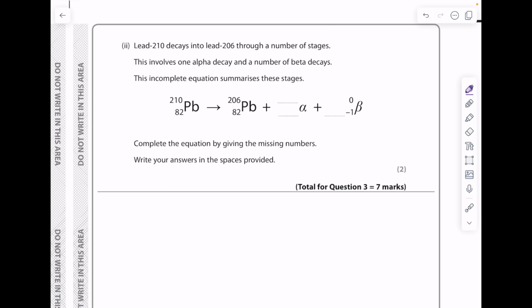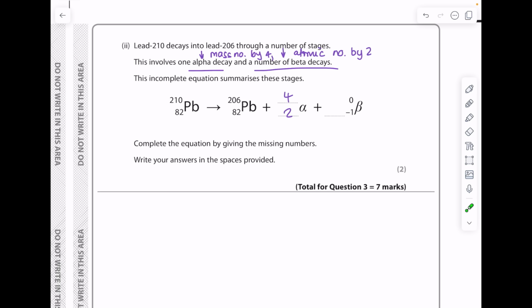Lead-210 decays into lead-206 through a number of stages. This involves 1 alpha decay and a number of beta decays. This incomplete equation summarizes these stages. Complete the equation by giving the missing numbers, write your answers in the spaces provided. With 1 alpha decay, that's going to decrease the mass number by 4. It's going to decrease the atomic number by 2. So there we are, showing that an alpha particle, after all, has a mass of 4 and an atomic number of 2. Just make sure the left and right hand sides of the equation add up.